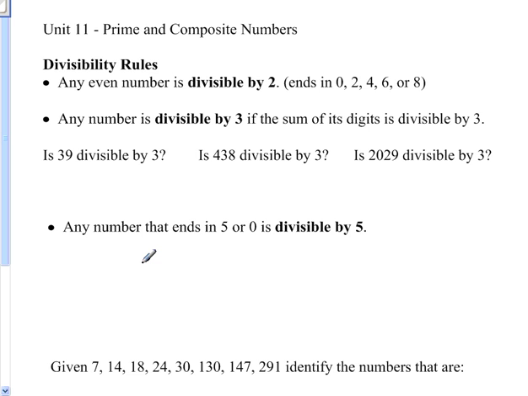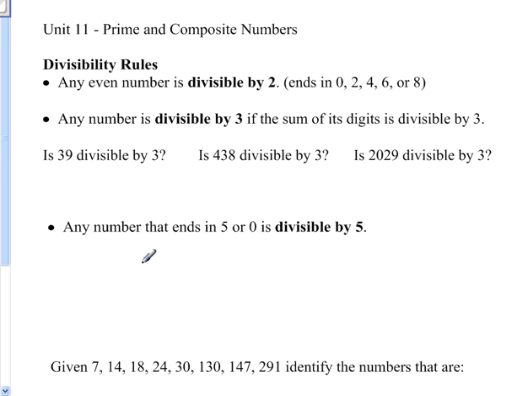How do we know that a number can be divided by 2? Well, any even number can be divided by 2, and so we can recognize those numbers by what they end in. They'll end in a 0, a 2, a 4, a 6, or an 8. And so divisibility by 2 isn't bad. Divisibility by 3 is a little different.